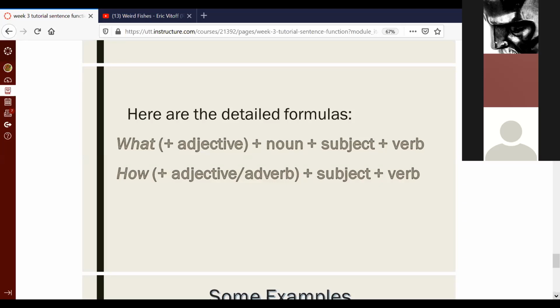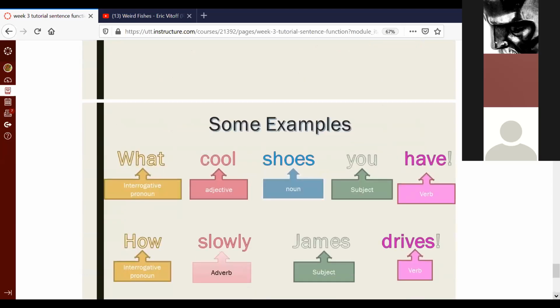So again, you see we are switching. Instead of the subject being the first item, as in a declarative sentence, here the subject is near the end. So for example: what, interrogative pronoun; cool, adjective; shoes, noun; you, subject; have, verb. What cool shoes you have! If this was a declarative sentence, it'd be: you have cool shoes.